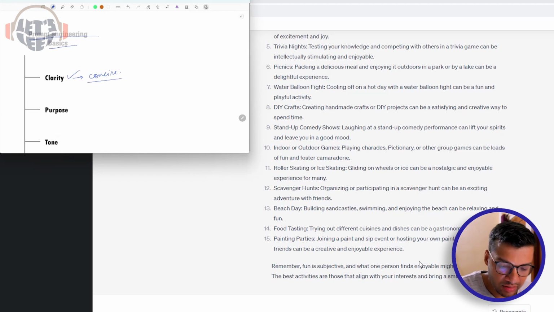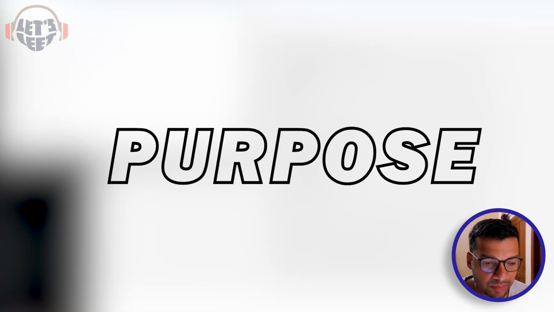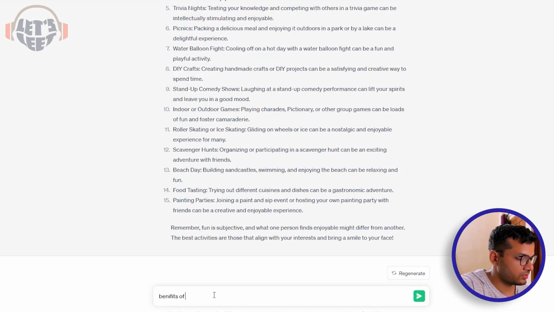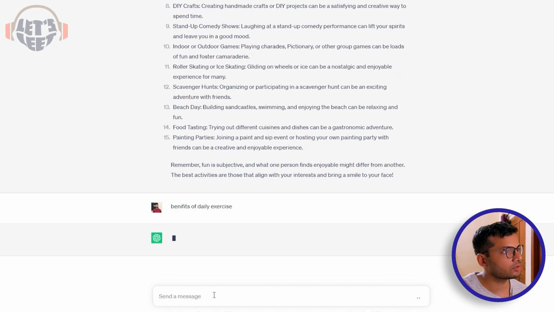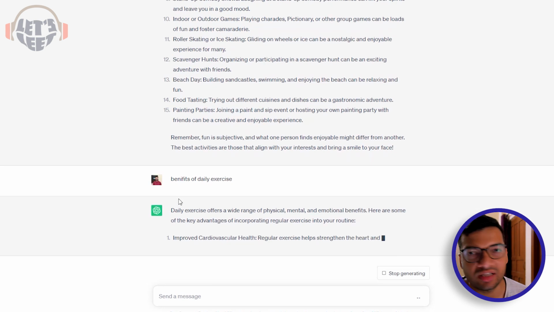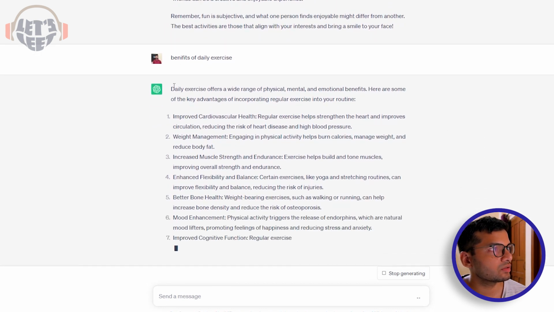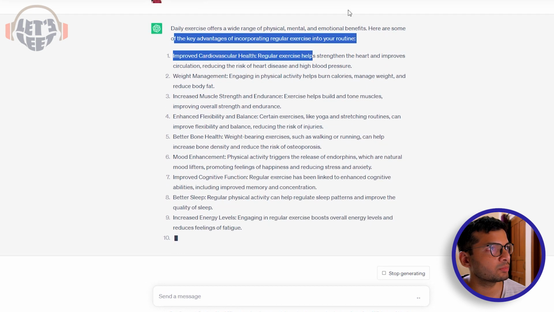Alright, now the second point, purpose. Okay, the second point is purpose. So we should clearly define the purpose. For example, let's say I ask, what are the benefits of daily exercise, right? So daily exercise offers a wide range of physical, mental and emotional benefits.